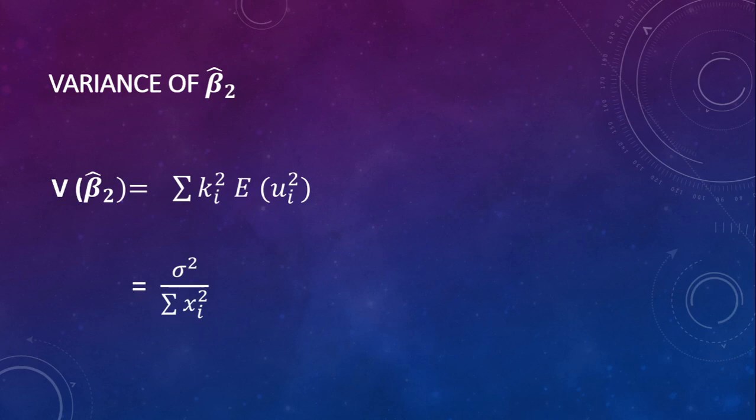And so variance of beta 2 hat is equal to, instead of writing expectation of ui square, we write sigma square into, from the properties of ki, we know that sigma ki square is equal to 1 by sigma xi square. So this is the variance of beta 2 hat. Variance of beta 2 hat is equal to sigma square divided by sigma xi square. So we have found the equation for the variance of beta 2 hat.